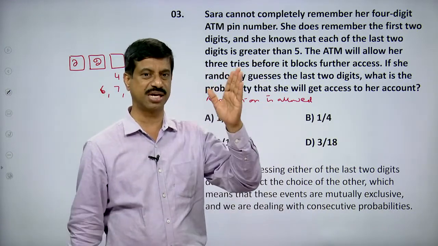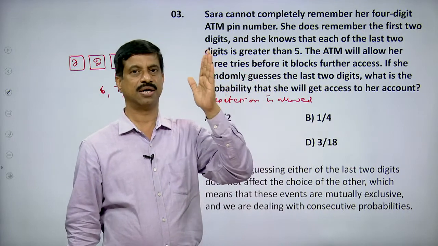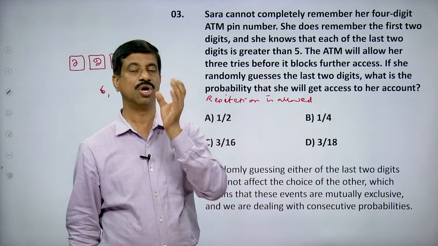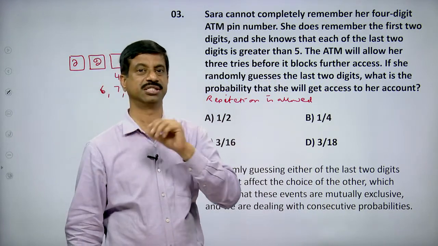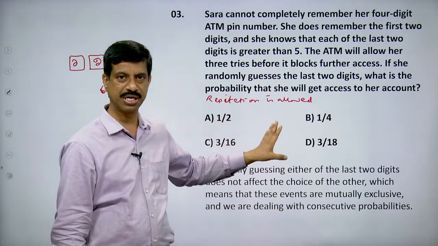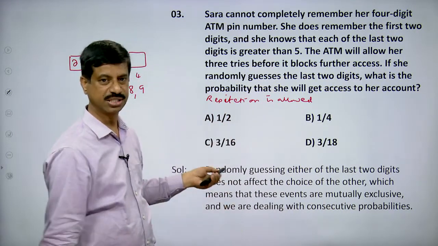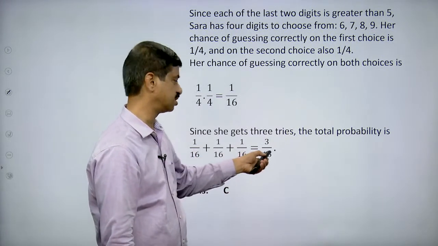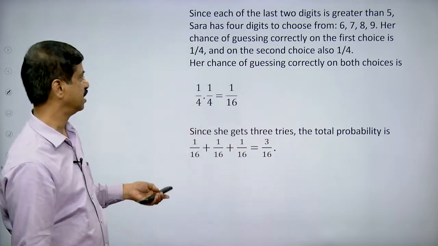So I could have: first trial she is successful, or first she failed and second she is successful, or first she failed and third she is successful. That is how we usually do. But this is a simple probability. Therefore, we are taking all success cases only. First case she is successful, second case or third case. So therefore, you are getting 3/16.